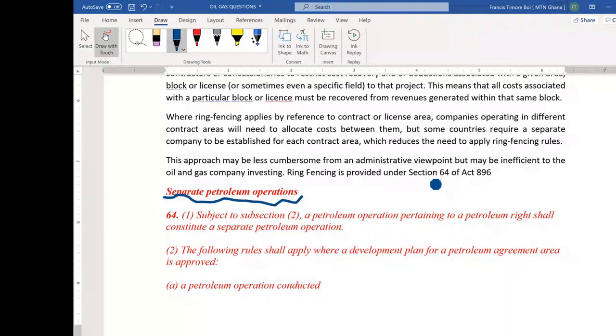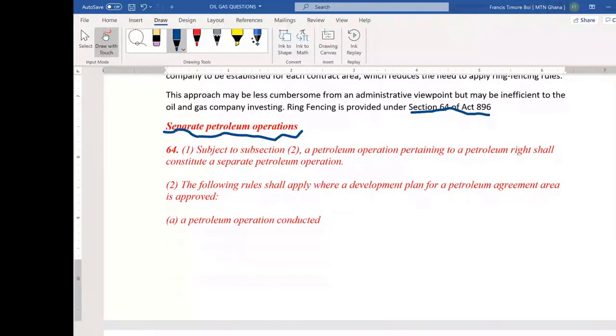Ring fencing is provided under section 64 of Act 896. Separate petroleum operations, 64, subsection 1: subject to subsection 2, a petroleum operation pertaining to a petroleum right shall constitute a separate petroleum operation.